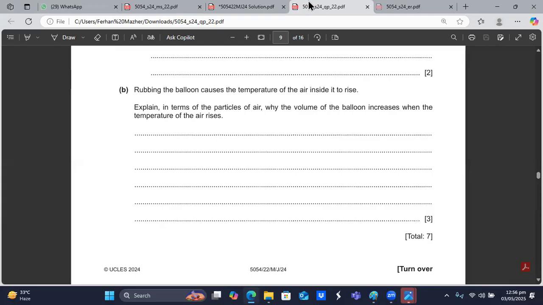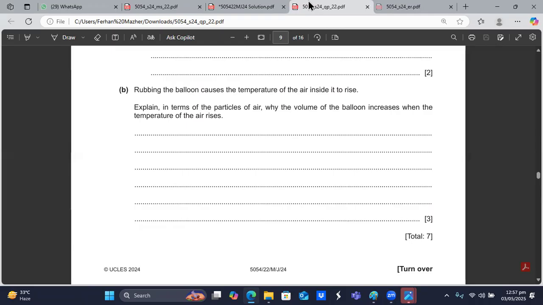Because they have higher kinetic energy, when they collide with the walls of the balloon they will exert more force. So this causes an initial increase in the pressure. The air inside the balloon will have more pressure as compared to the atmospheric pressure, which is acting outside, trying to squeeze that balloon.